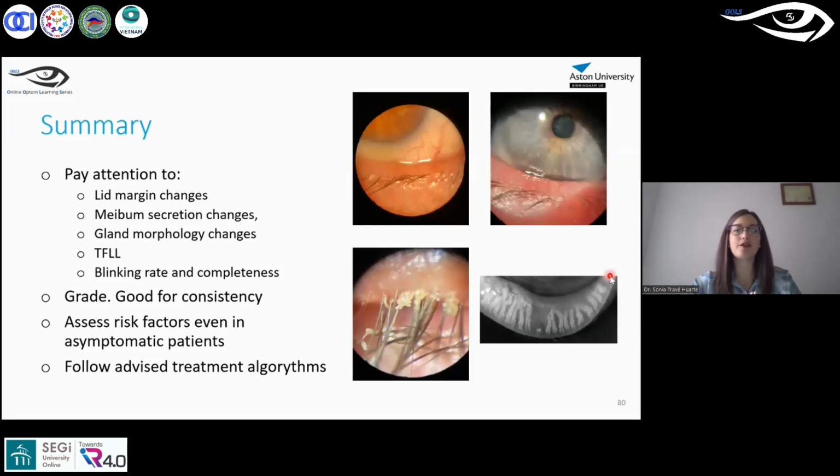And then something that I always do: grade. I always grade everything. I want numbers. So if I have a number on the first visit and then I give a treatment, I want to make sure that that number is going down. So you always need that consistency.